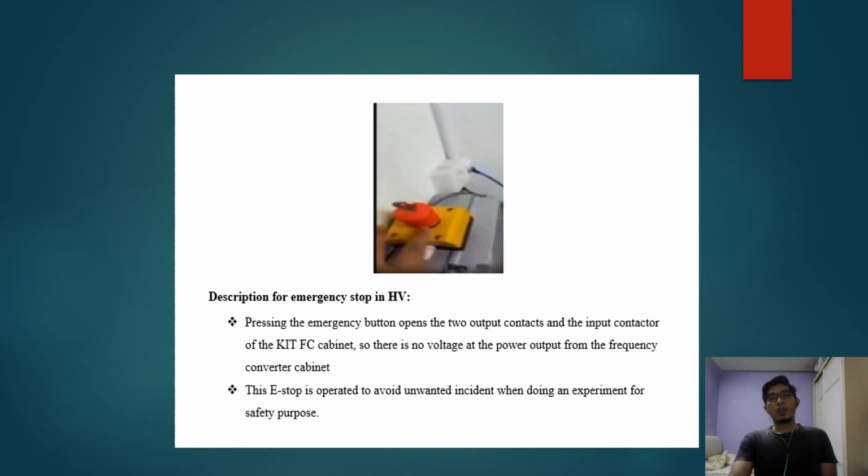Okay, next, this is the description for the emergency stop in high voltage. By pressing the emergency button, it opens the two output contacts and the input contactor of the kit FC cabinet. So there is no voltage at the power output from the frequency cabinet. This emergency stop button is operated to avoid unwanted incidents when doing an experiment, for safety purposes.